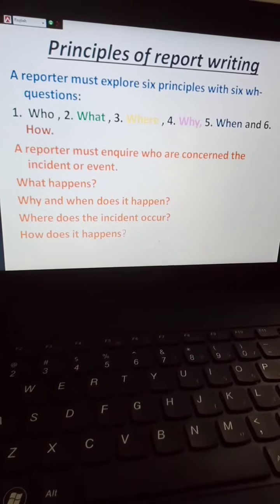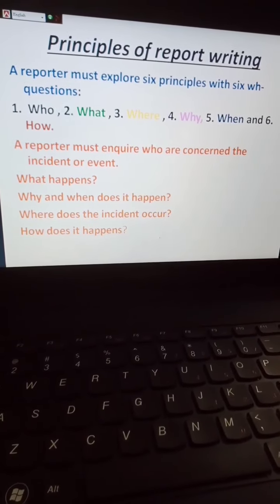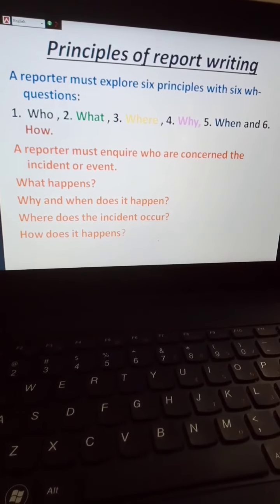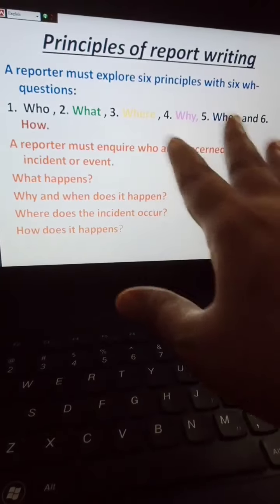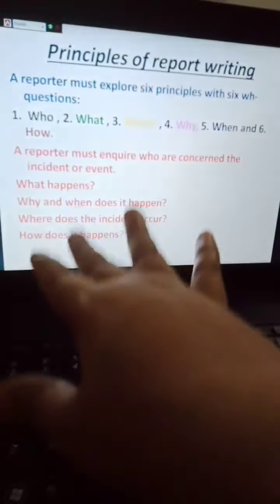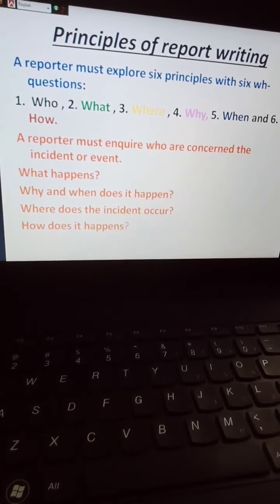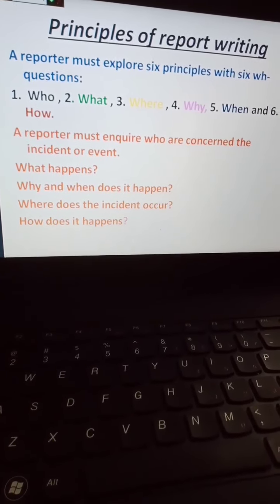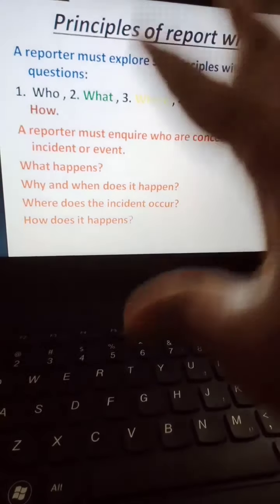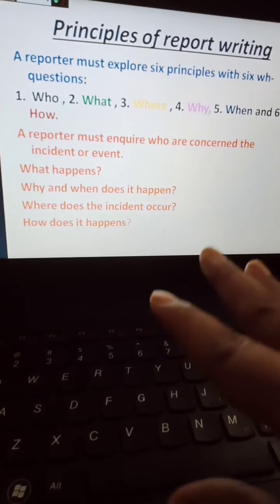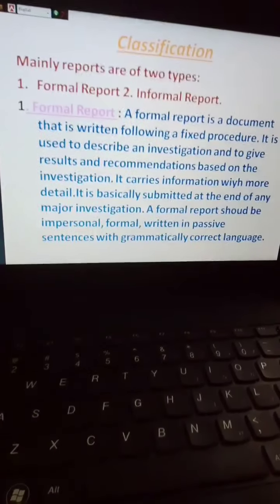Now I'll show you the principles of report writing. A reporter must explore 6 principles with 6 WH questions. That is, who, what, where, why, when, and how. I have used these 6 WH words in relation to 6 facts. That is, a reporter must inquire who are concerned with the incident or event, what happens, why and when does it happen, where does the incident occur, how does it happen. So these 6 questions should be explored by a reporter.